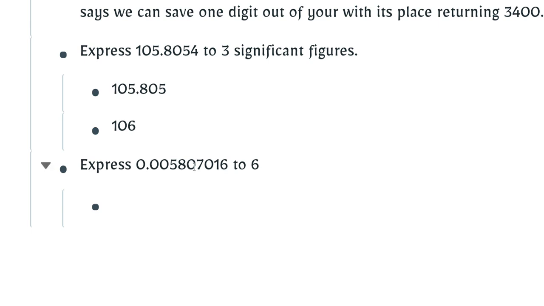But look at this now for me. What would be the first six significant figures? Anyone? Let's look at it. So, Jazzy, what were you saying? 5807. Yeah. 01. Yes, exactly.